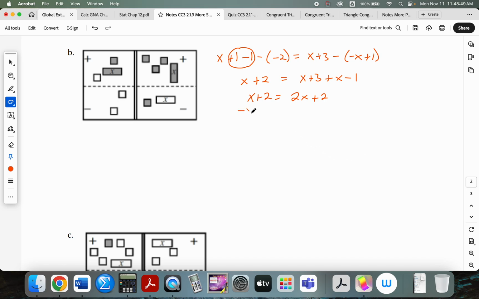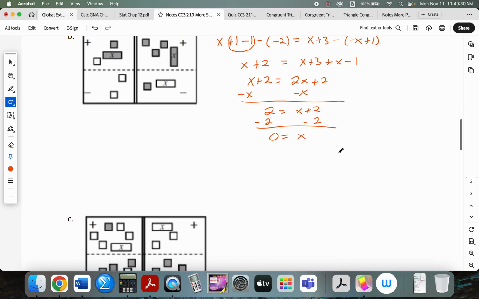Subtract an x tile from both sides, and we get 2 is equal to x plus 2. Subtract 2 from both sides to get the x by itself, and you get something that is a perfectly good answer. X equals 0. Students sometimes lose their minds when you get x is equal to 0. But basically what they're saying is that the x needs to be 0 so that you can wipe it away from both sides. And once you do, then these two sides are going to be equal. So x equals 0 and no solution, not the same thing.